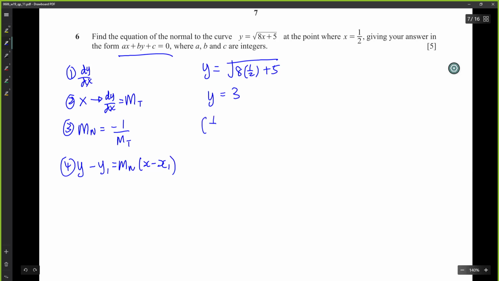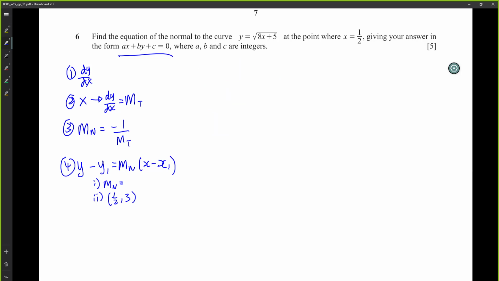Then I have a coordinate half and 3. I'm going to use this coordinate here because the fourth step, I say you always need two information, right? You need the gradient and then you need a coordinate. So I'm going to write my coordinate here. So gradient of normal, I will find out and then I'm going to write here. Then I can sub into my fourth step. Okay, so you know how to find this, right? Because of the lack of space, I kind of erased it. But in the exam, you don't erase it, okay? You need to show the examiner how you get the 3 here. Alright, so the first step is I will do the dy/dx here.